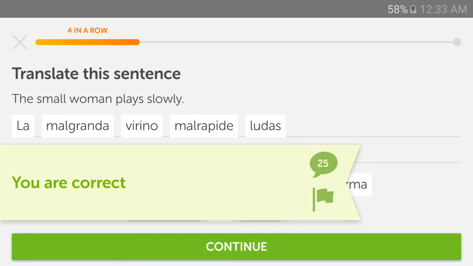You know, in some languages, like Spanish, for instance, you put the adjective after the noun. So it'd be the woman small in Spanish, and you can do that in Esperanto too. It's just there to make it easy for everybody all around.